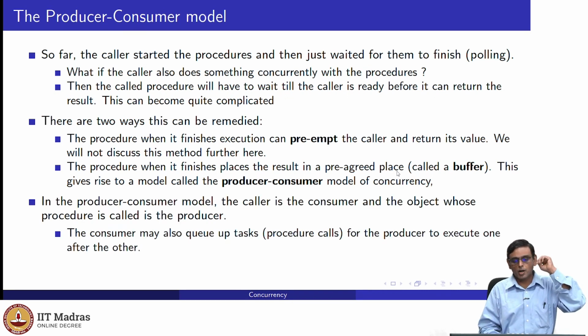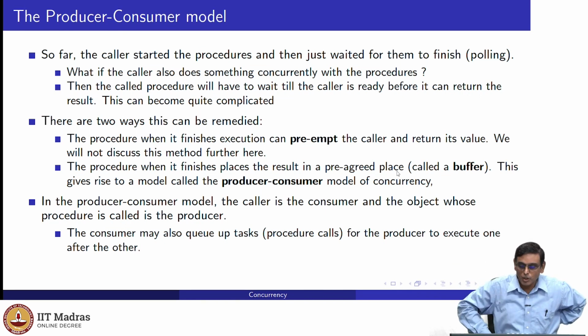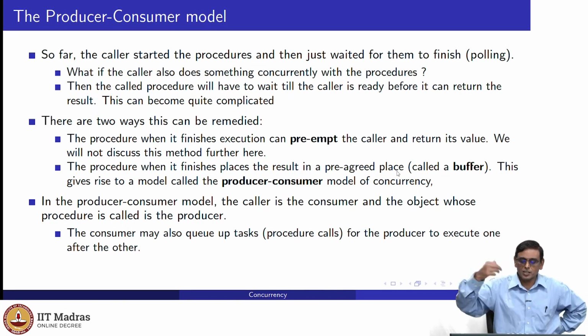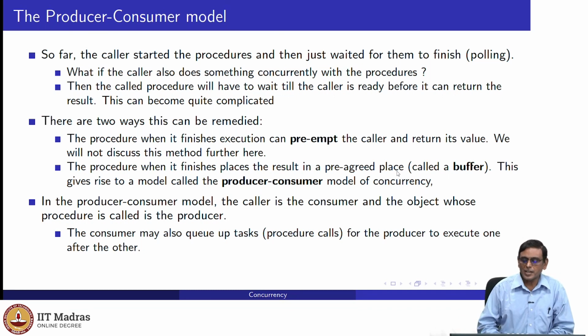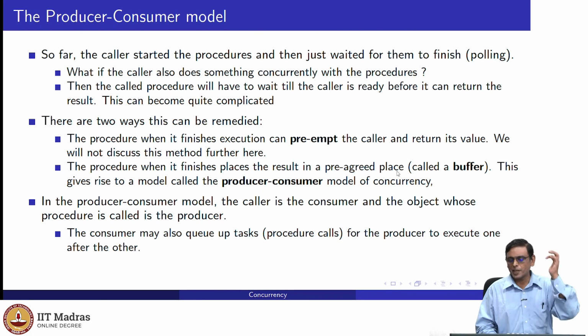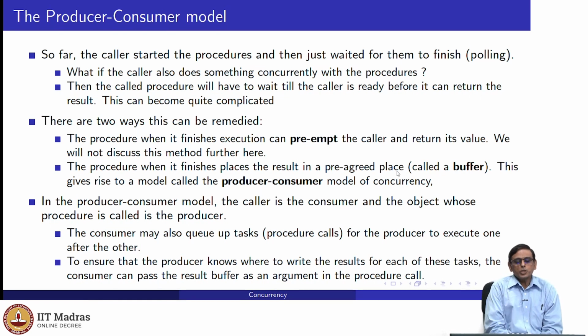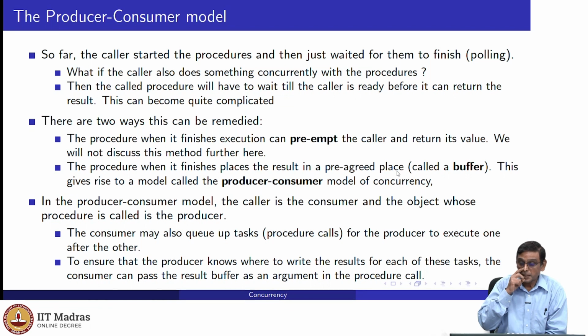So in the producer consumer model, the caller is the consumer and the object whose procedure is being called is the producer, because that's the one doing the work for me. The worker, or the subcontractor, is the producer, and the contractor, the one asking for the work to be done, is the consumer. The consumer can also queue up tasks for the producer, but we are not looking at this kind of case here. To ensure that the producer knows where to write the results, I pass the buffer, which I want the producer to write into, as an argument in the procedure call.